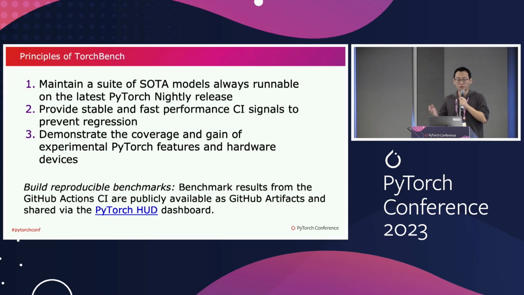Overall, the goal of TorchBench is that we want to build reproducible benchmarks. We want to be transparent and open about our benchmarking results so that the logs are available and the performance benchmark metrics are available as GitHub artifacts. And also the results are shared through the PyTorch HUD dashboard. This is very important to us.